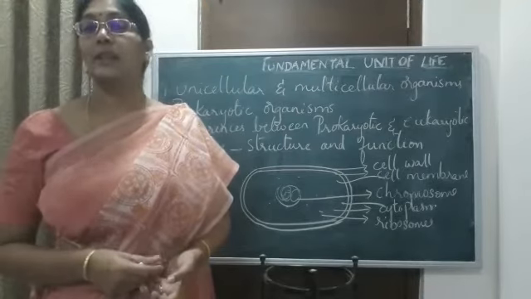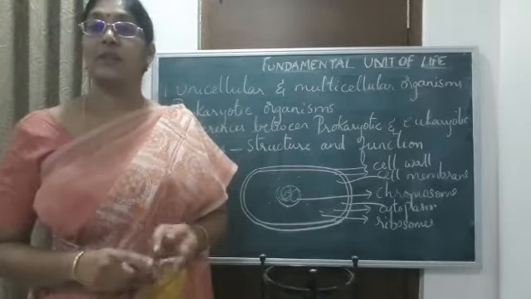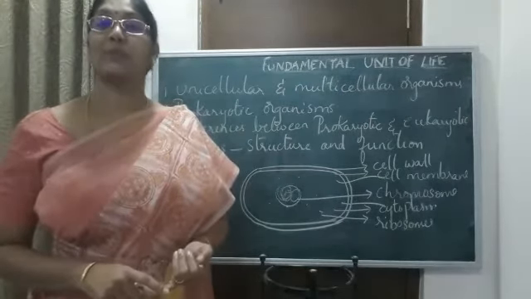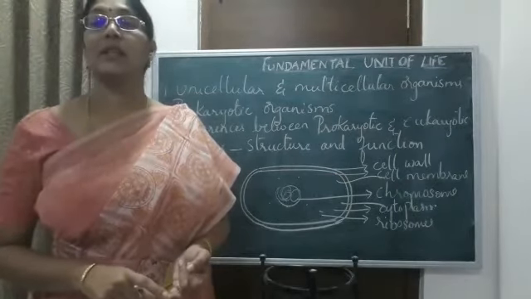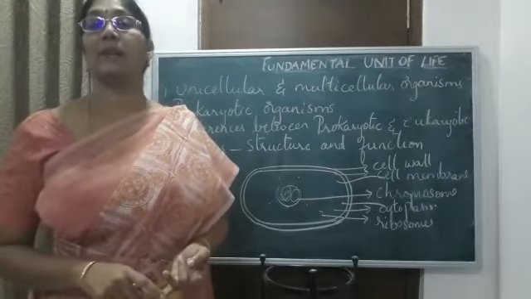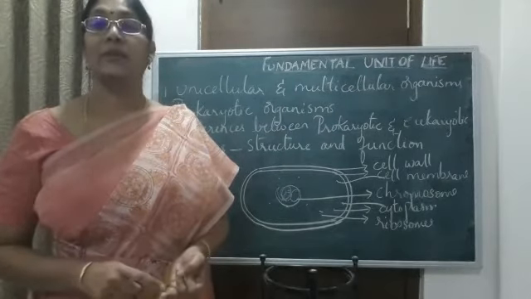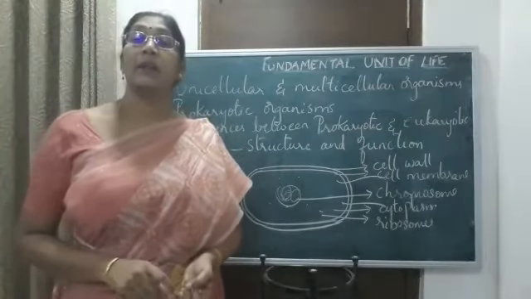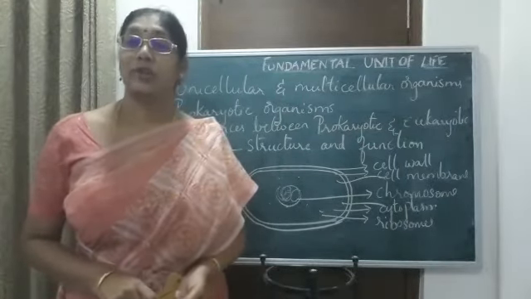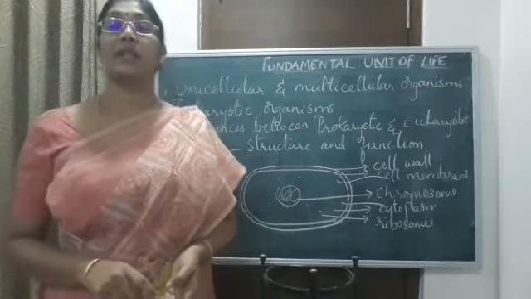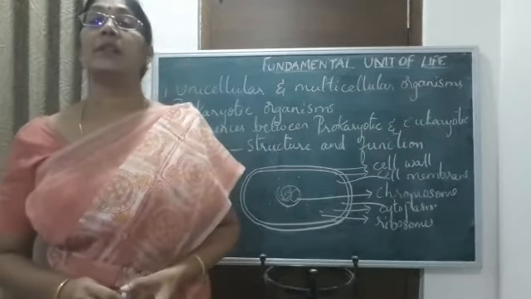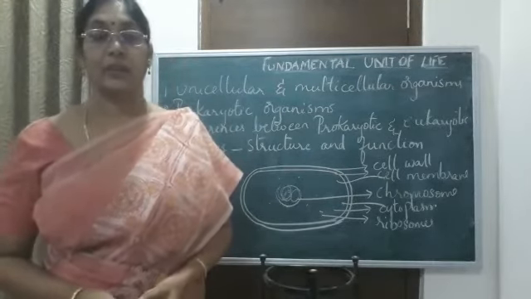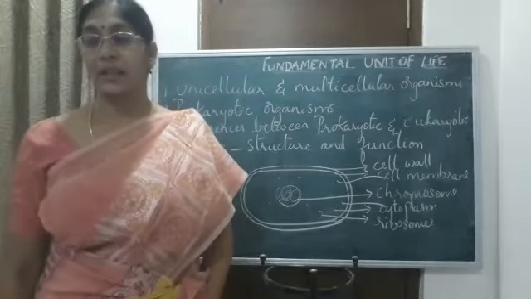What is cell theory? Cell theory has three main postulates. The first postulate is that all organisms, whether plants, animals, or microorganisms, are made up of cells. This postulate was given by Schleiden, and Schwann gave another postulate in the year 1839, that the cell is the basic structural and functional unit of life. The third postulate is given by Virchow, that new cells arise from pre-existing cells by cell division. This is the main thing that we learned in our last class.